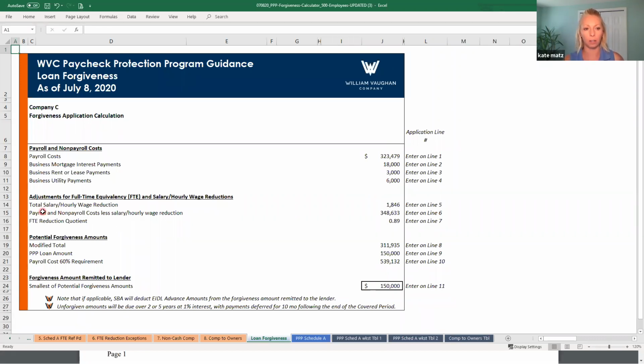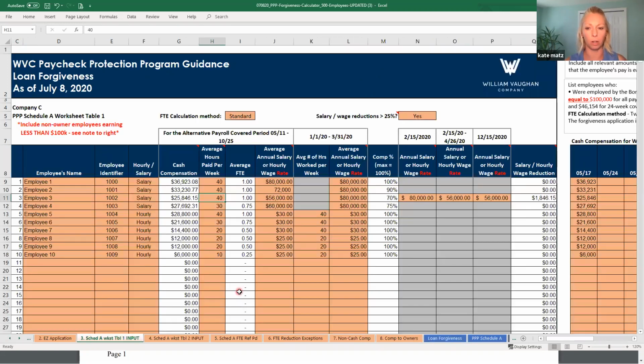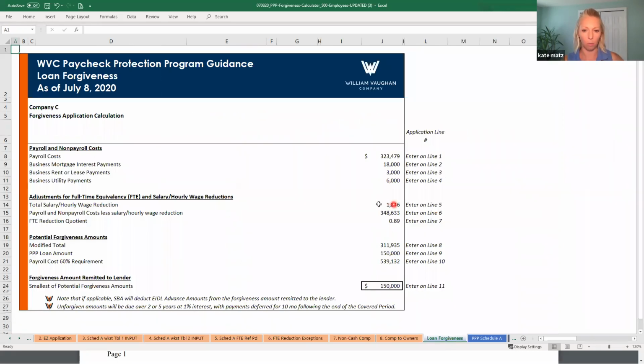Next section then the total salary hourly wage reduction. And we can see we've got this $18.46 coming through. So if you remember, when we first started to fill this out and put in the information for our salary hourly wage reduction, we had that error here. That's because we hadn't put in the FTE information yet. Well, now that we've included that FTE information for the reference period, this has calculated out, and we've got a salary hourly wage reduction of about $1,800. So that's coming through here.